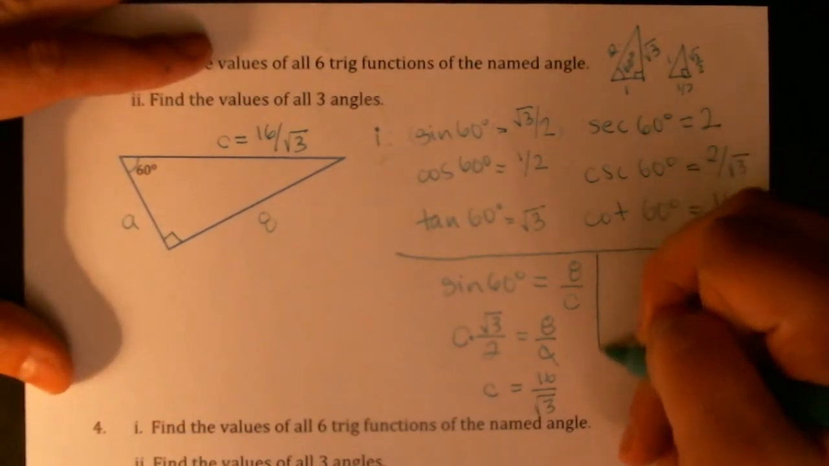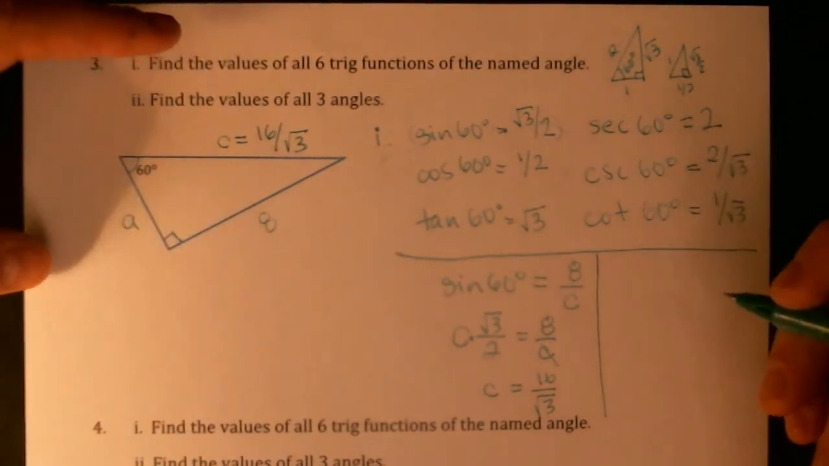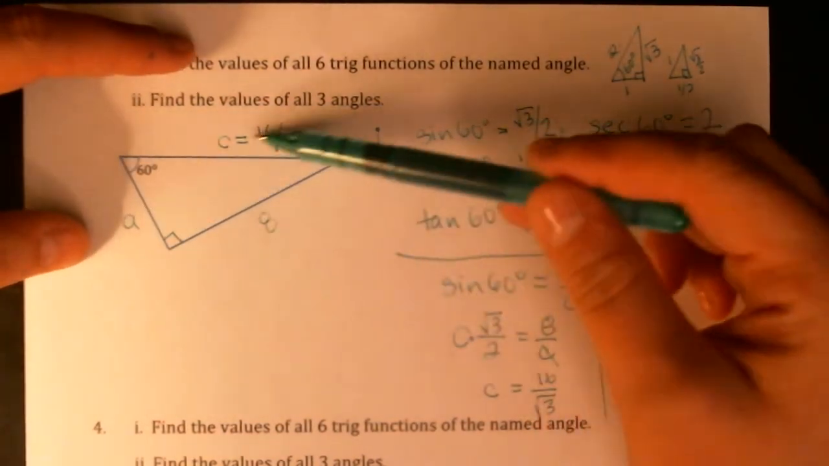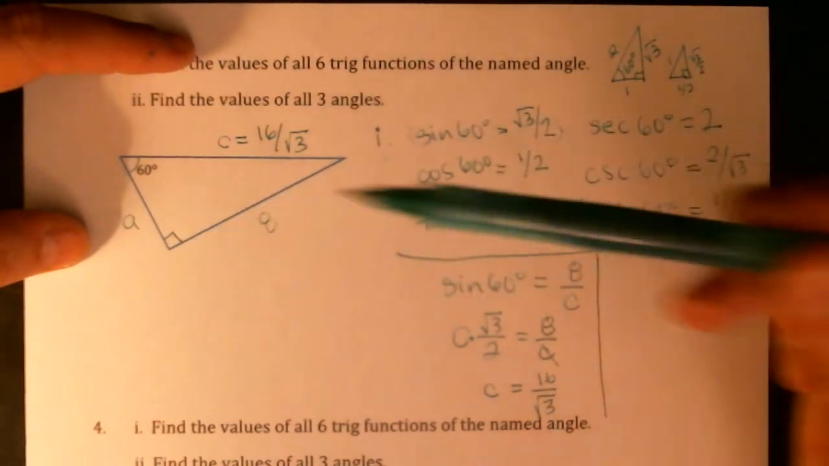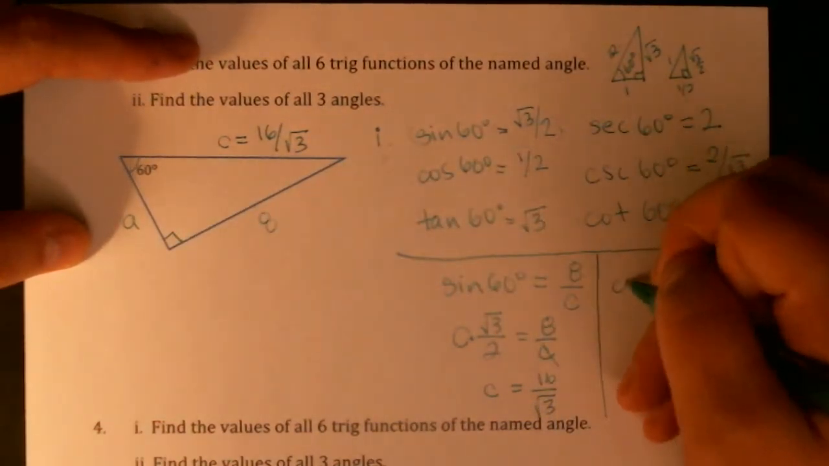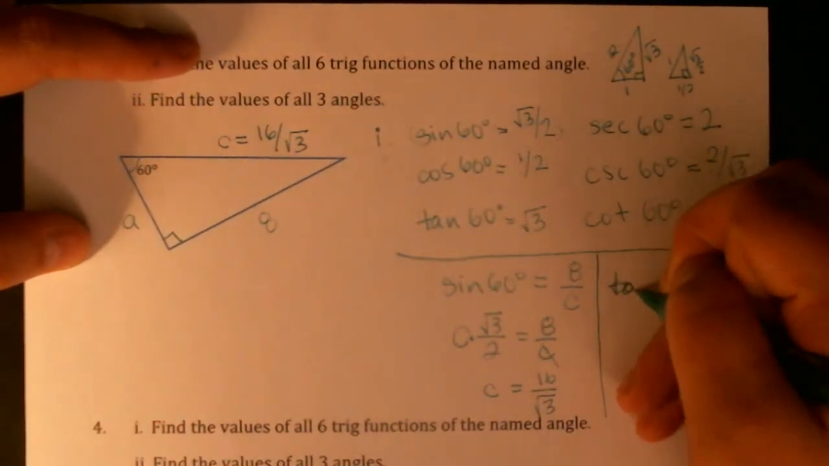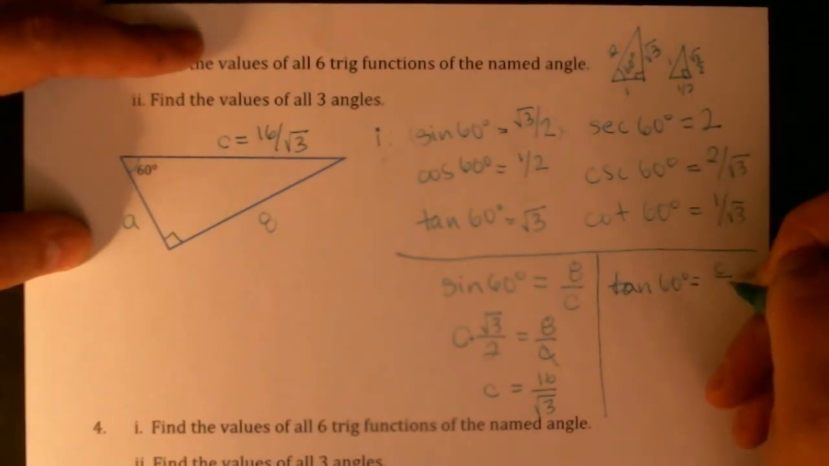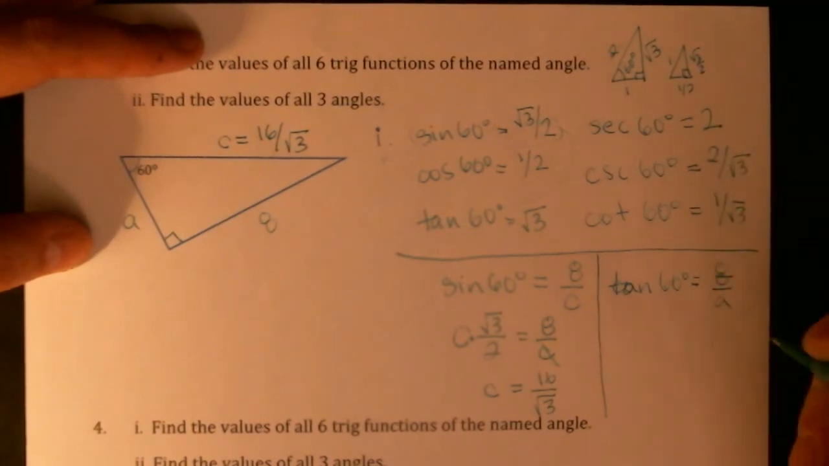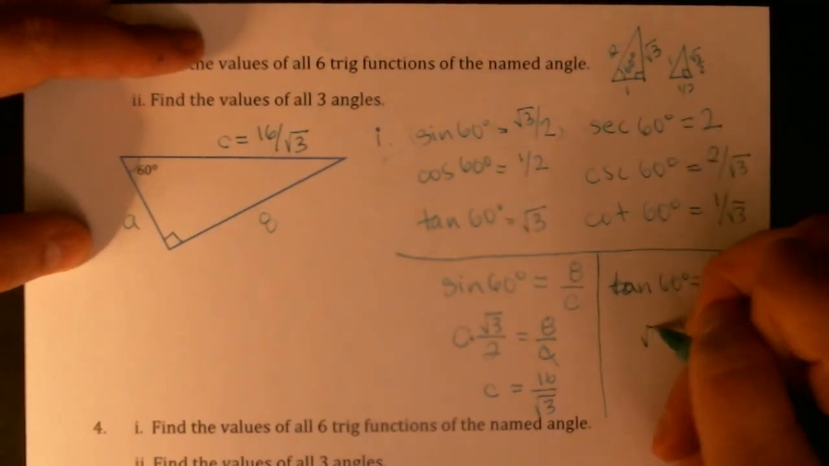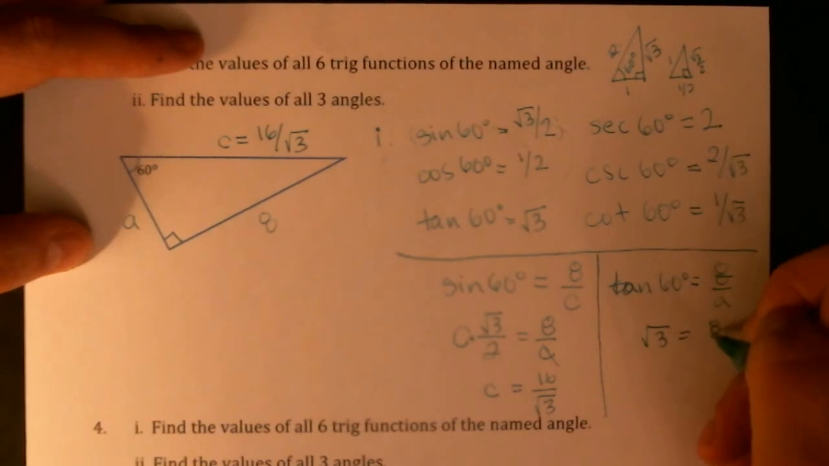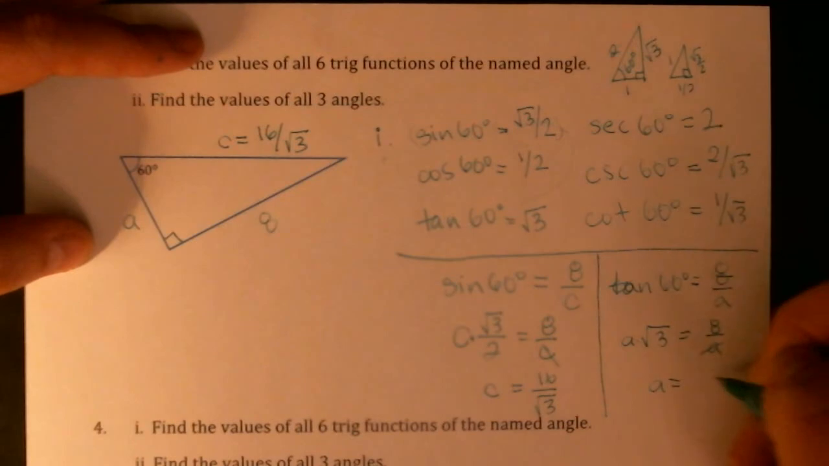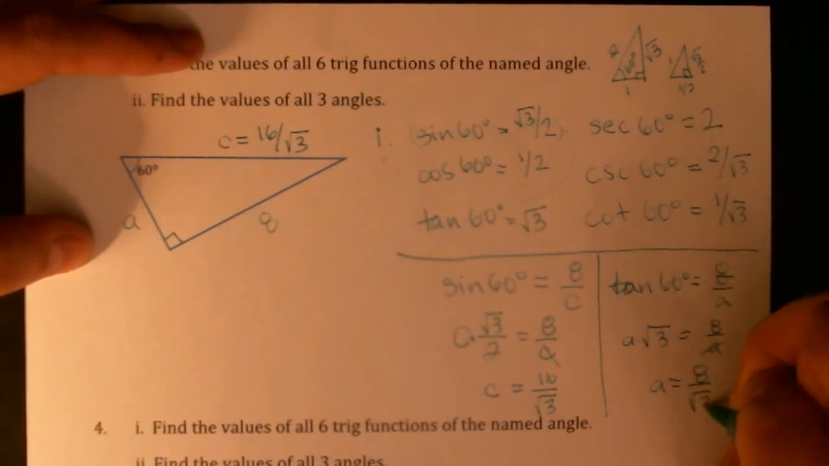And then side length A, let's see, what do we want to use? I'm going to use tangent. You could use cosine at this point, because we do know the hypotenuse, but it's messy. So I'm just going to go back and say cosine, oh, no, I just said I was going to use tangent. Tangent of 60 is equal to 8 over A, which means tangent of 60, root 3, is equal to 8 over A. And then if I multiply by A, I find that A is equal to 8 over root 3.